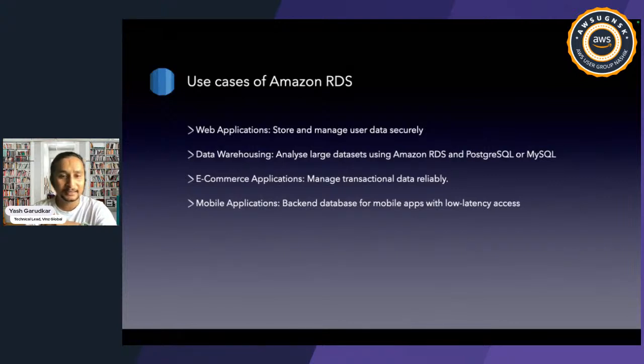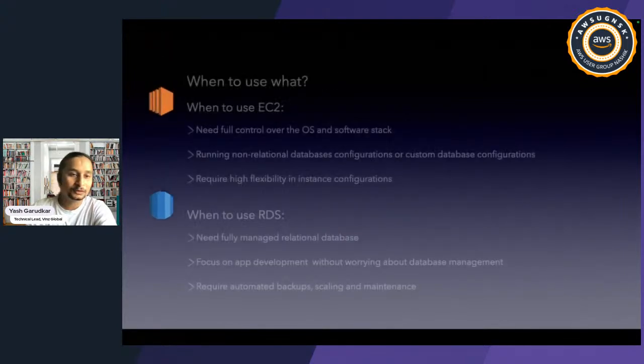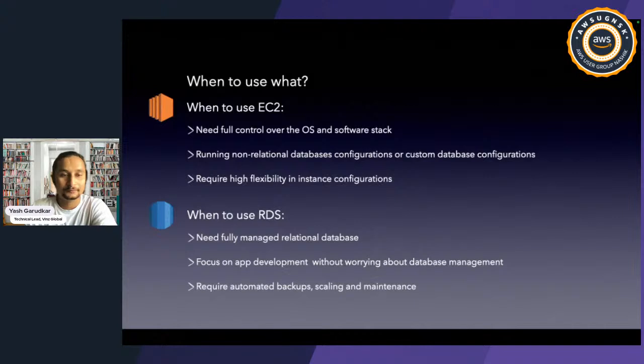Mobile applications, backend database for mobile apps with low latency access. So you can also use Amazon RDS for mobile application as a backend for low latency, which means that you can connect and work with the database in a much faster way. Now let's take a look at when to use what, when to use an EC2 instance.